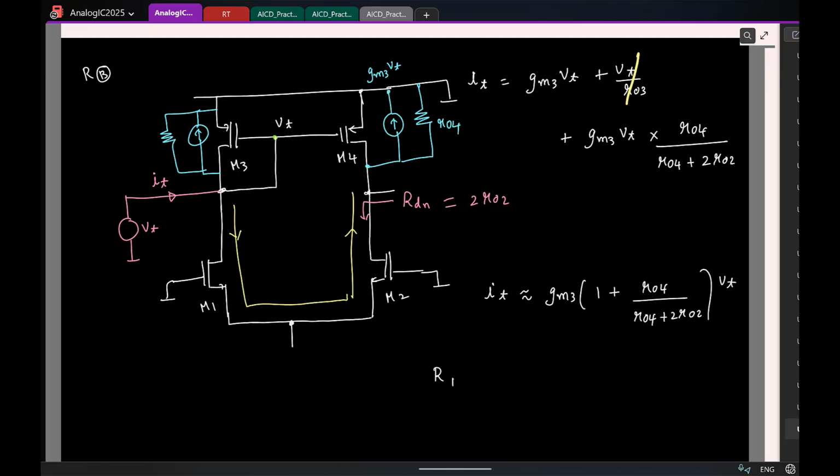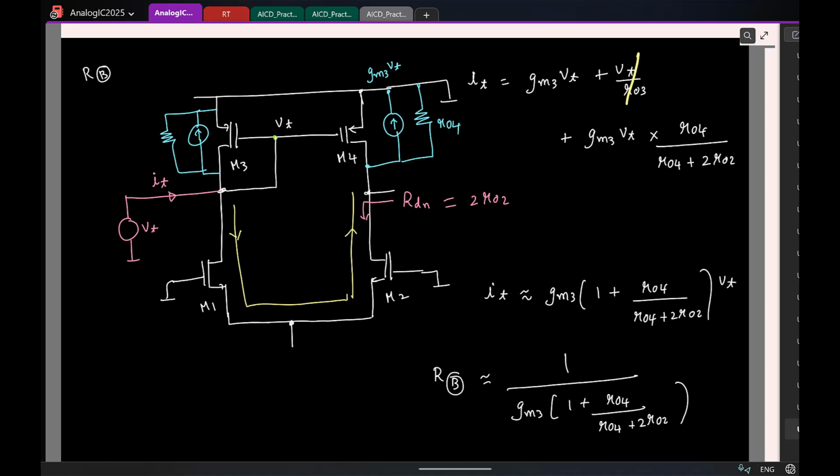So what is my effective resistance at the node B? It's 1 by Gm3 times this factor. This is okay?